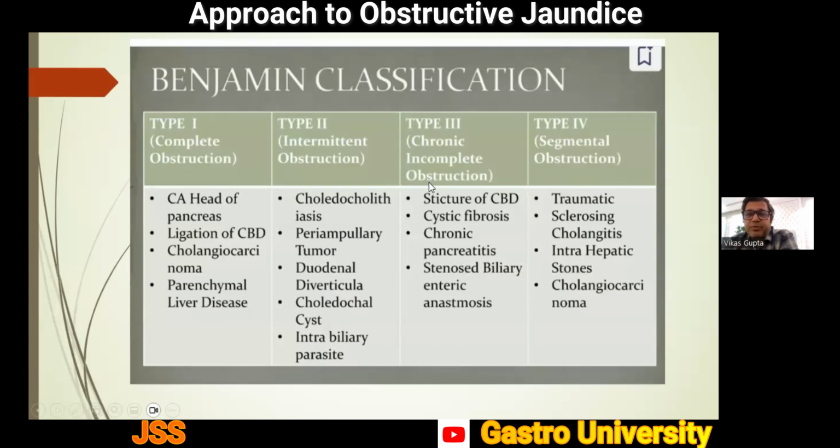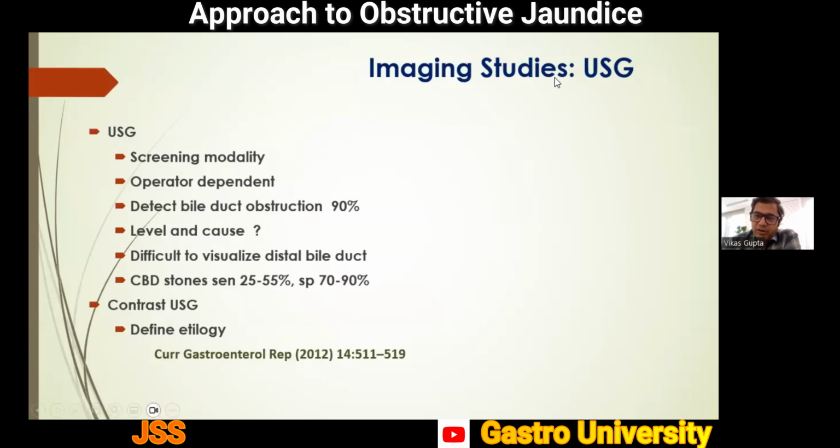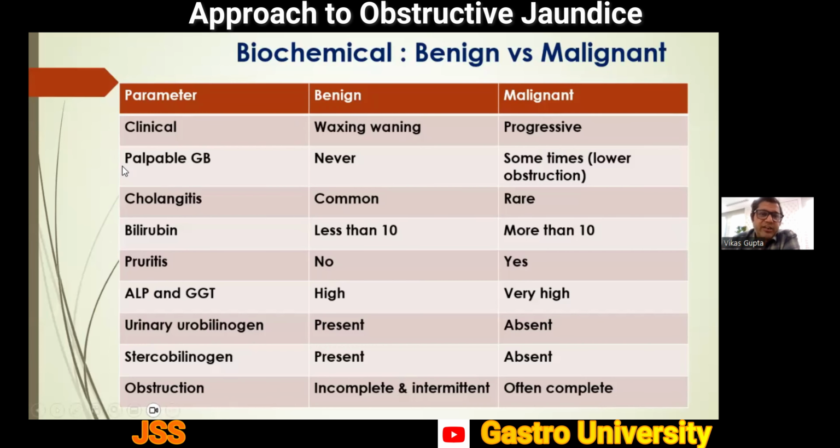Type 3 is incomplete obstruction, but it is chronic, as happens in bile duct stricture. It can happen in biliary stricture associated with chronic pancreatitis, or strictured hepaticojejunostomy. And type 4 is segmental obstruction, as we see in recurrent pyogenic cholangitis or intrahepatic cholangiocarcinomas or sclerosing cholangitis. So when we have evaluated the patient clinically, it is important to differentiate biochemically and clinically whether we are dealing with a benign jaundice or a malignant jaundice.